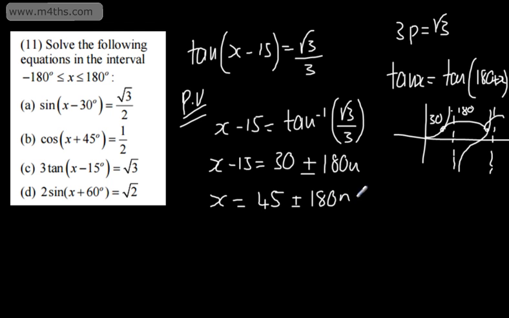So that's what we have. From this we can see that x would be equal to 45. If I added 180, I'd go outside the interval. If I subtract 180, I will be inside the interval. So subtracting 180 is going to give me negative 135 degrees.